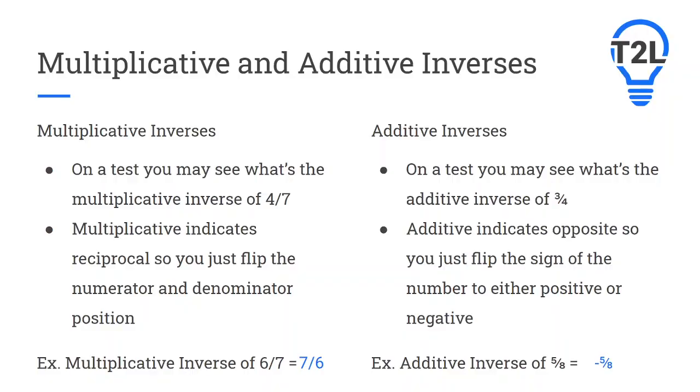Another way to think of it is, multiplicative inverse is: what would you multiply that number by to get it to equal 1? And for additive inverse, it's: what would you add or subtract to get the number to equal 0? So yeah.